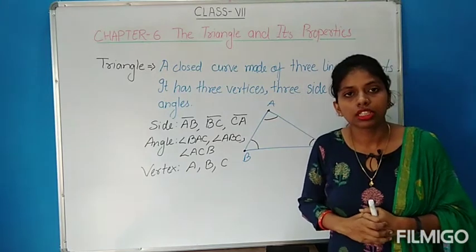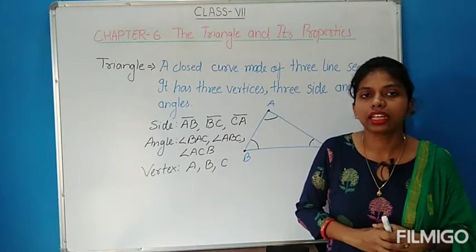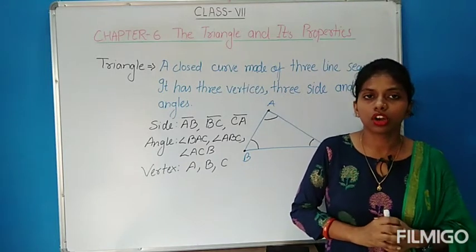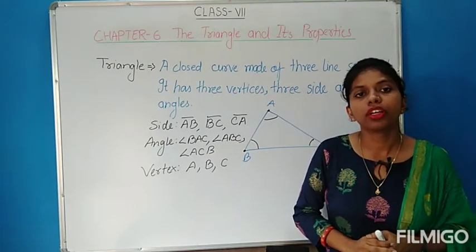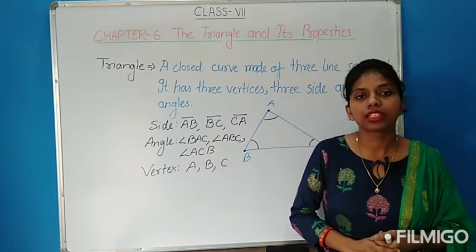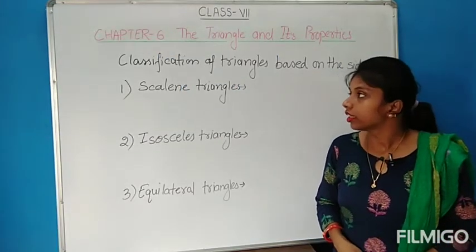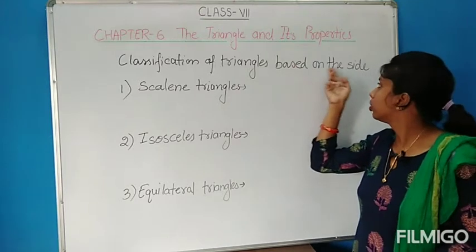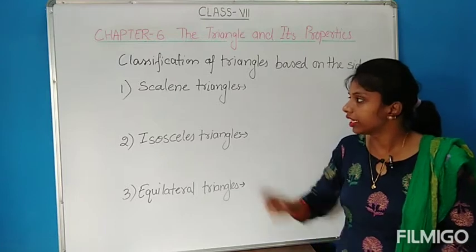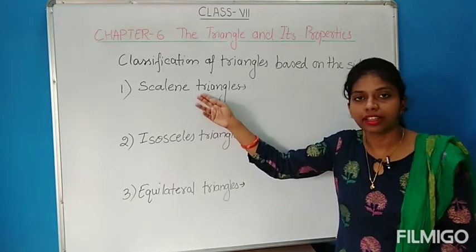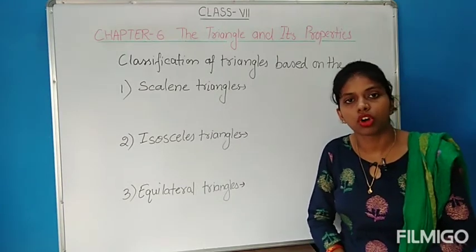Now we're going to discuss the classification of a triangle on the basis of their sides and angles. According to the sides, there are 3 types of triangle. In the same way, according to the angles, there are 3 types of triangles. Now we are going to discuss classification of triangles based on the sides. First is scalene triangle, second is isosceles triangle and third is equilateral triangle. Let's discuss all of them.